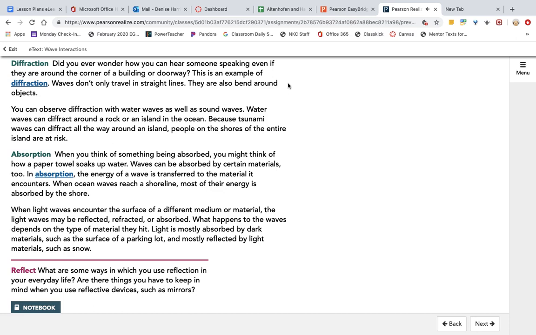Reflect. What are some ways in which you can use reflection in your everyday life? Are there things you have to keep in mind when you use reflective devices, such as mirrors? Question it. Classify. Identify each picture as being an example of reflection, refraction, or absorption.